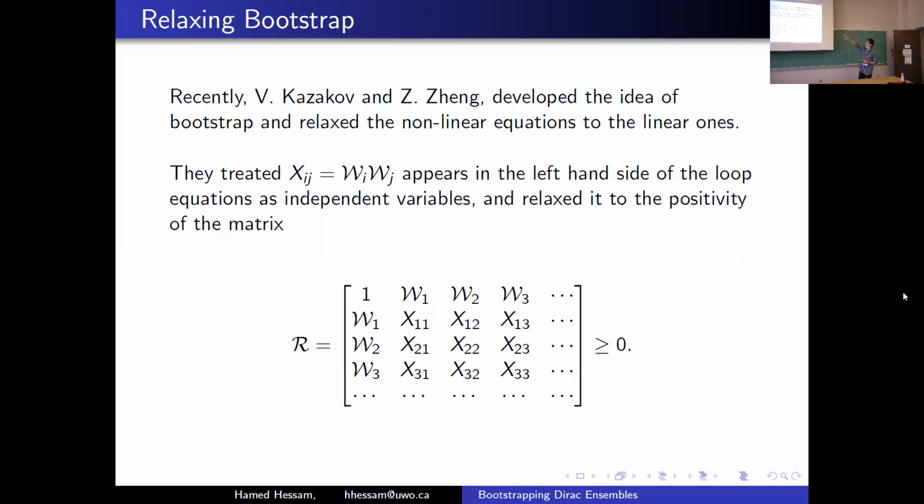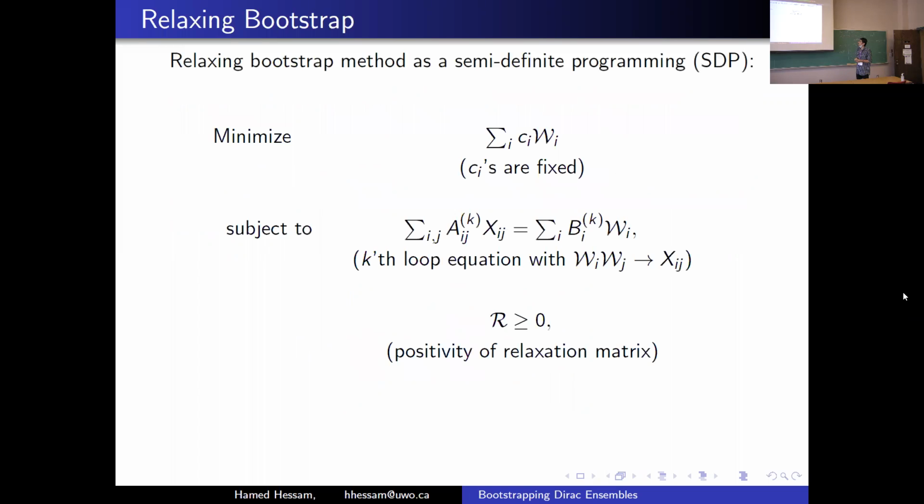So by those changes of variable and the positivity of the relaxed matrix, the SDP we had before has the same solution as this SDP, minimizing, but the Schwinger-Dyson equations changed to those linear equations and the positivity of the relaxation matrix, and this is also the positivity of the correlation matrix we have.